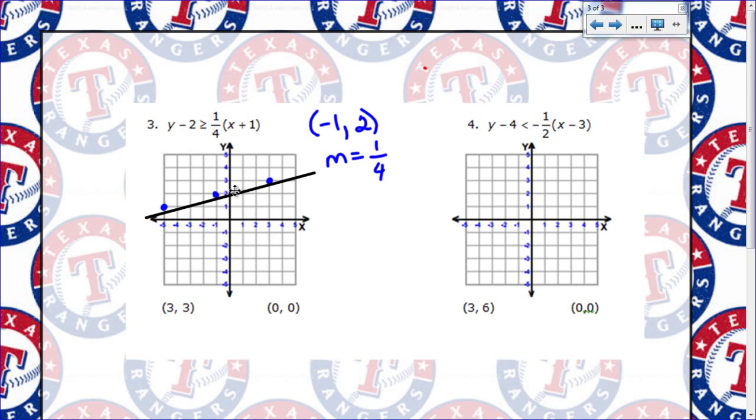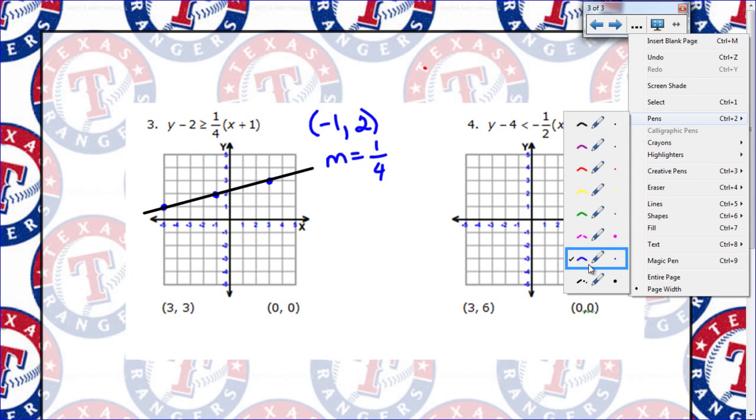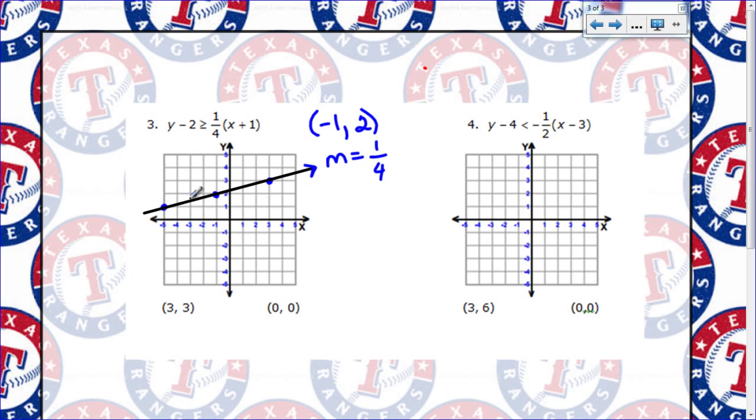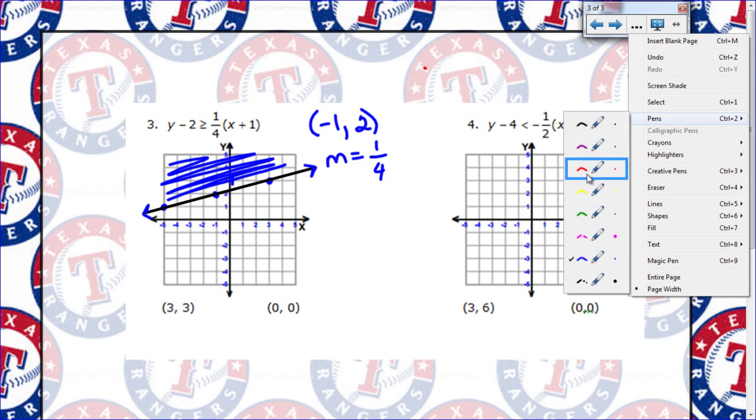Get my line where it's supposed to be. And don't forget to put the arrows on the ends because it is a line. And then we have to talk shading. Well, it says greater than or equal to, so I have to shade above it, so everything up here gets shaded. And then we check our 2 points to see which one's a solution.